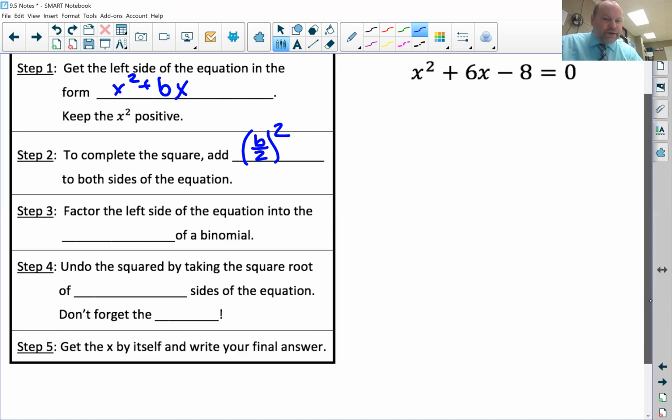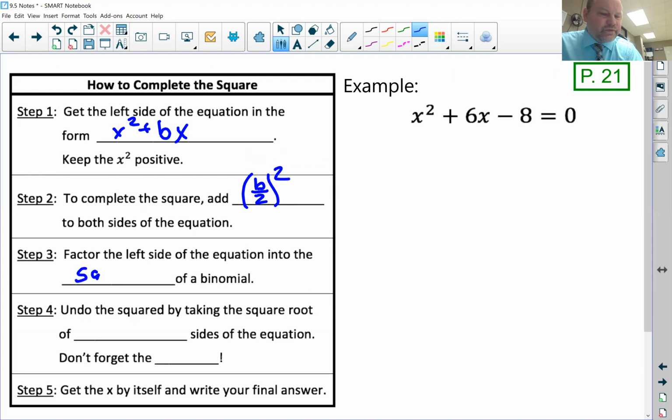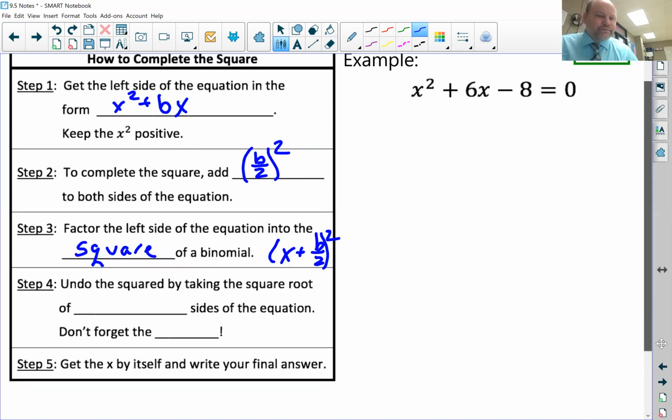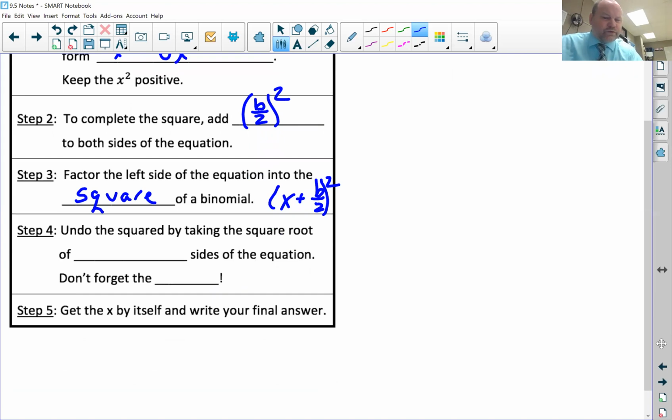Factor the left side of the equation into the square of a binomial, and we already know what it's going to look like. It's going to be x plus b over 2 squared. Undo the squared by taking the square root of both sides of the equation. Don't forget the plus or minus. Get the x by itself and write your final answer.